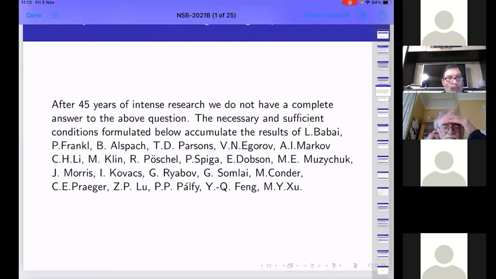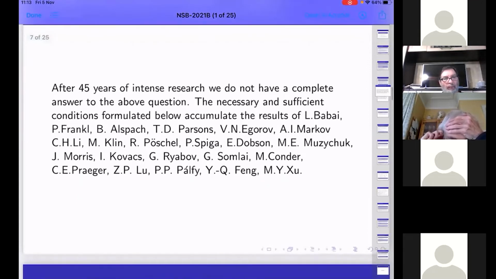So we have some necessary conditions, and these necessary conditions give us a certain class of groups, but the sufficient conditions give us only a subset of this necessary class. So we still have a gap between necessary and sufficient conditions.